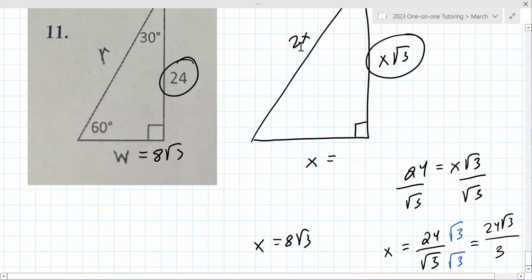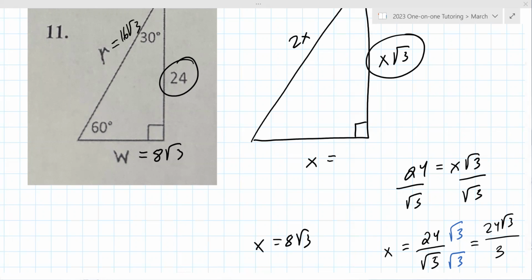R is really 2x. So what does R become? R becomes 2x. So 2 times 8 radical 3. Yes. And you're multiplying the outside number, not the inside number. Oh yes. Okay, so that'd be 16 radical 3. Yes. Very good.